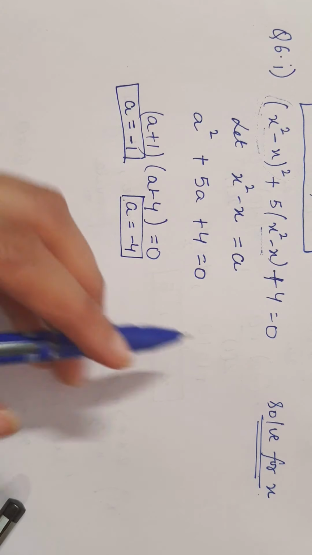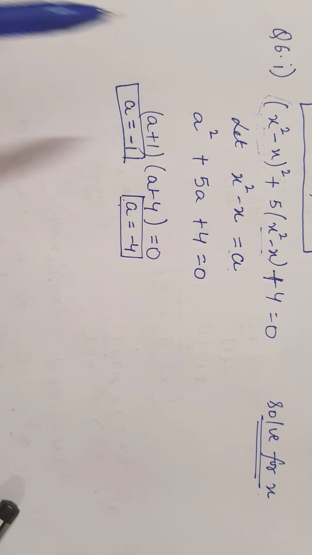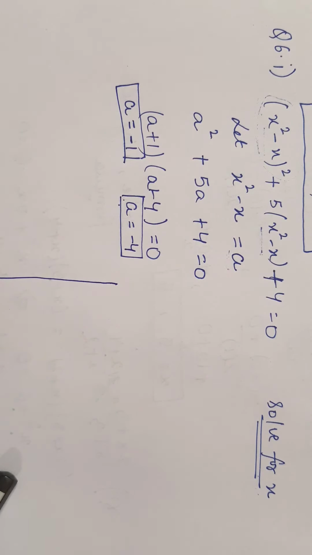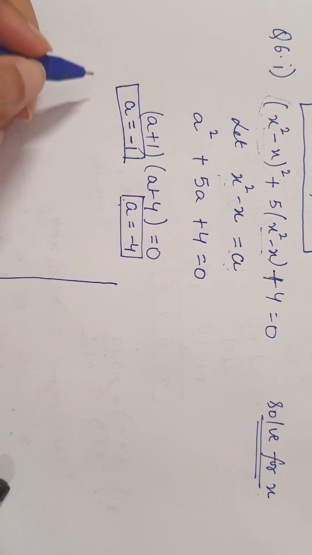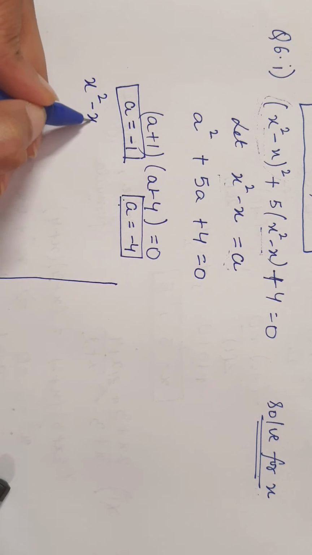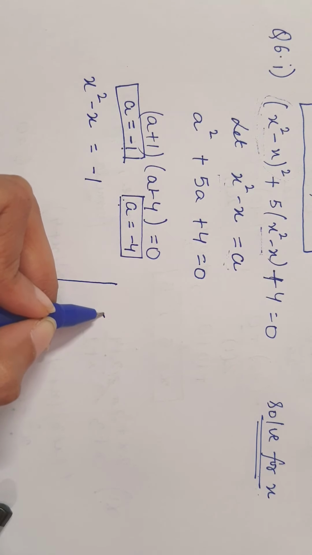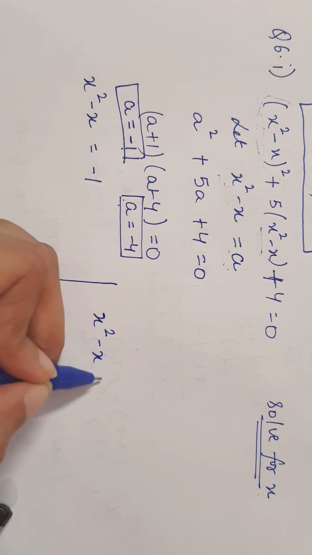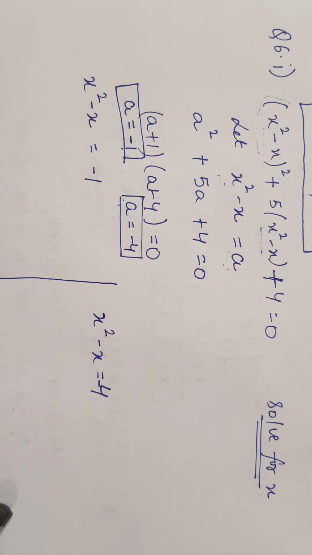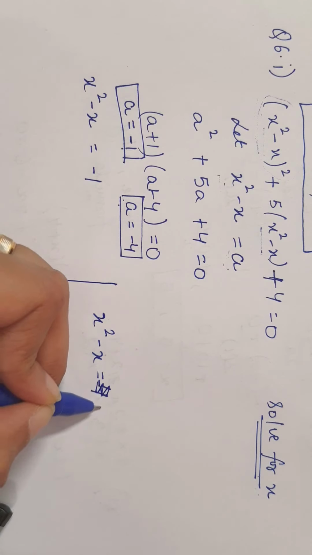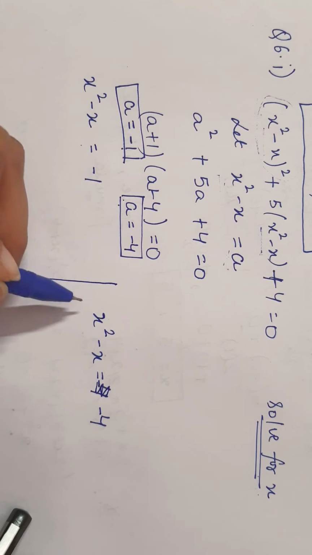Now again, the task was to solve for x, not for a. So I will substitute the values one by one here. Let's separate this. When a is minus 1, this will become x square minus x equal to minus 1, and the second part will become x square minus x equal to the other value, which will be minus 4. Now I have two quadratic equations.